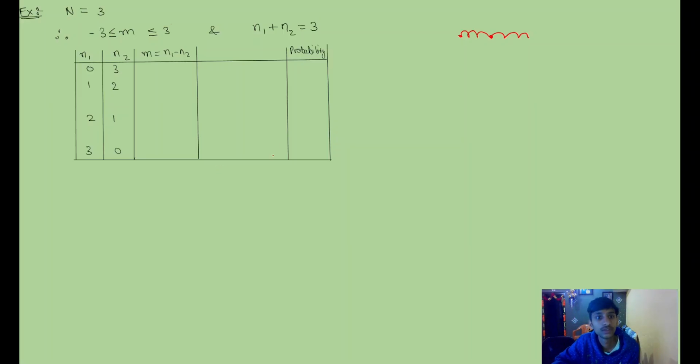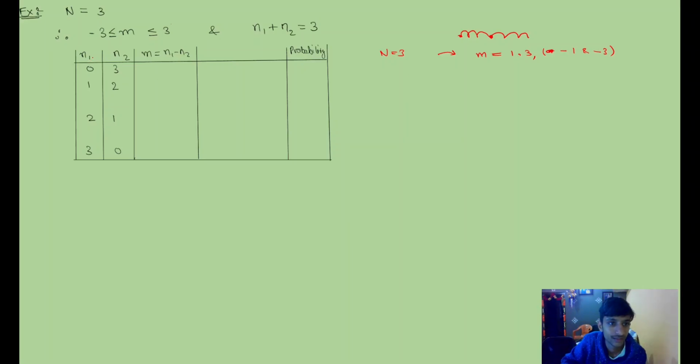Now I told you in the previous slide that this m value, whether it is even or odd, depends on whether n is odd or even. So now here n is equal to 3. So what does this mean? That m can take only odd values, like 1, 3, and basically minus 1 and minus 3 also. Okay, so we'll show this thing here also.